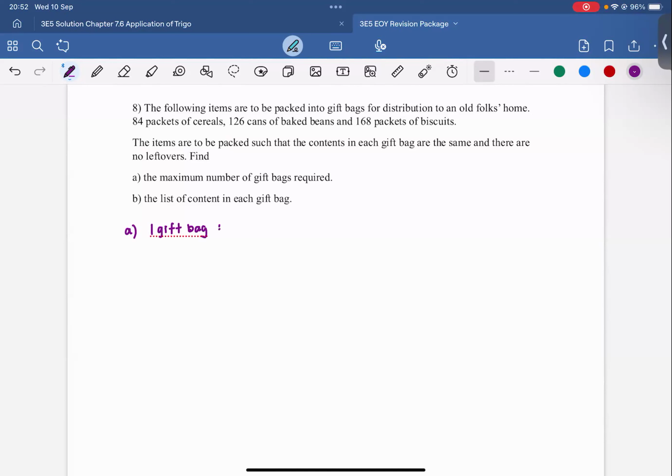Yes, I can have one gift bag. My one gift bag will have 84 cereal, 126 baked beans, and 160 biscuits.